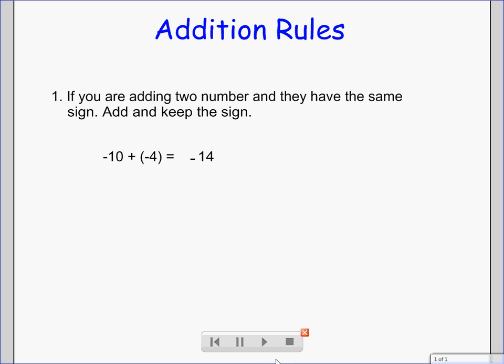Let's look at that rule again. Using 13 plus 5, both of these numbers are positive. If I add 13 and 5, I get 18. Because both of the signs are positive, my sign, keep the sign, would be a positive 18.